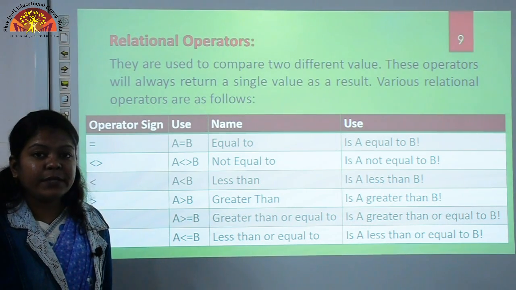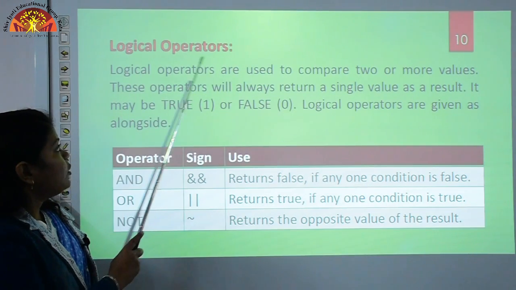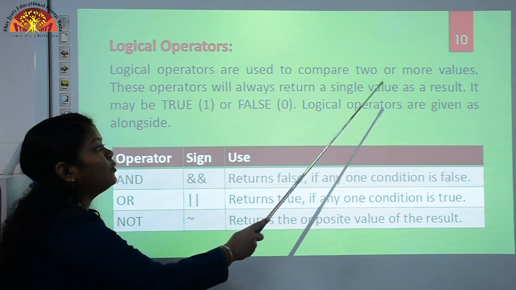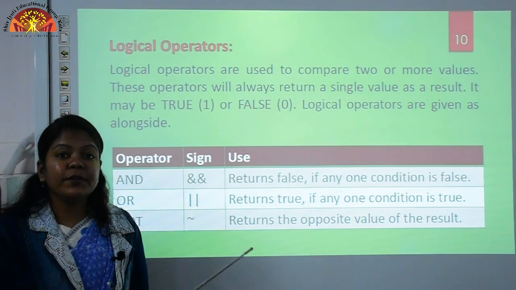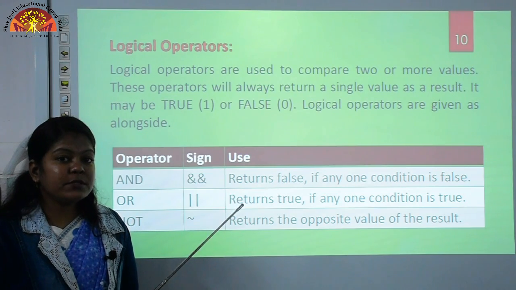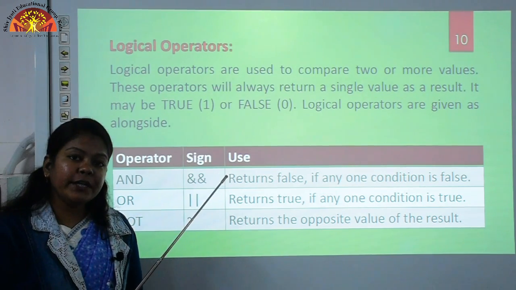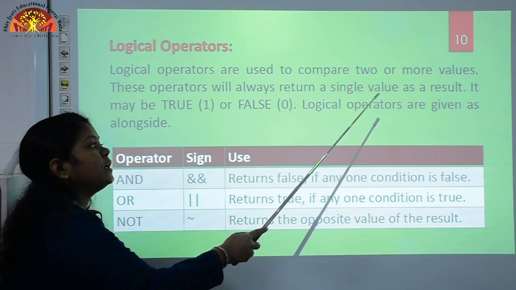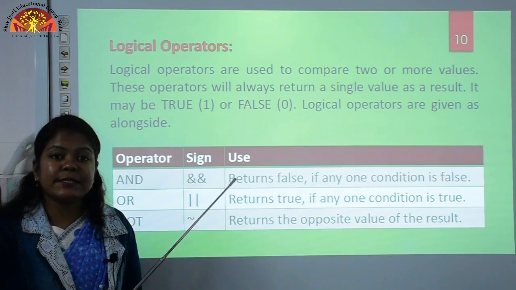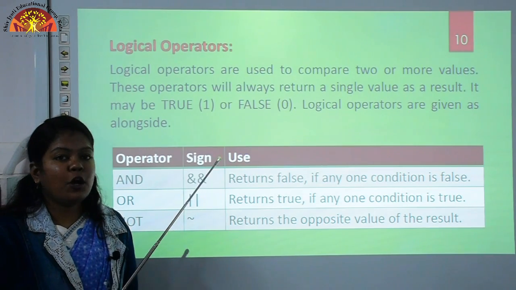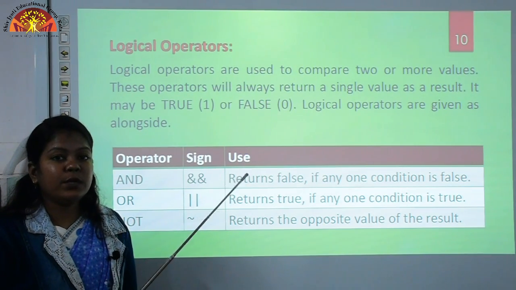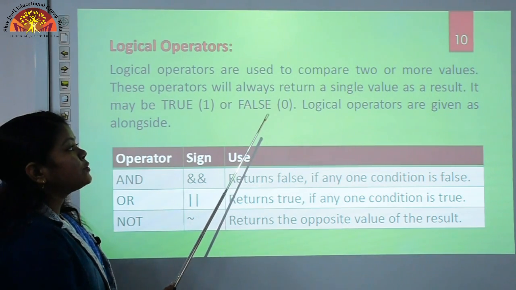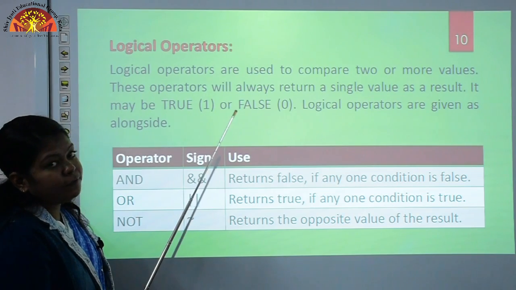Now the next operator we have is logical operators. Logical operators are used to compare two or more values. So students, where we want to compare two or more values, then we have to use the logical operators. These operators will always return a single value as a result. Same as the relational operator, logical operators also return a single value in the result. It may be true or false. Okay, so students, the result may be true or the result may be false.